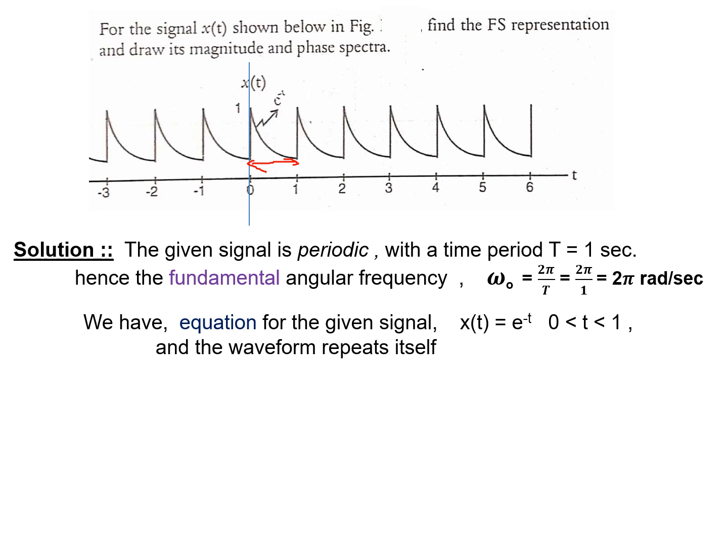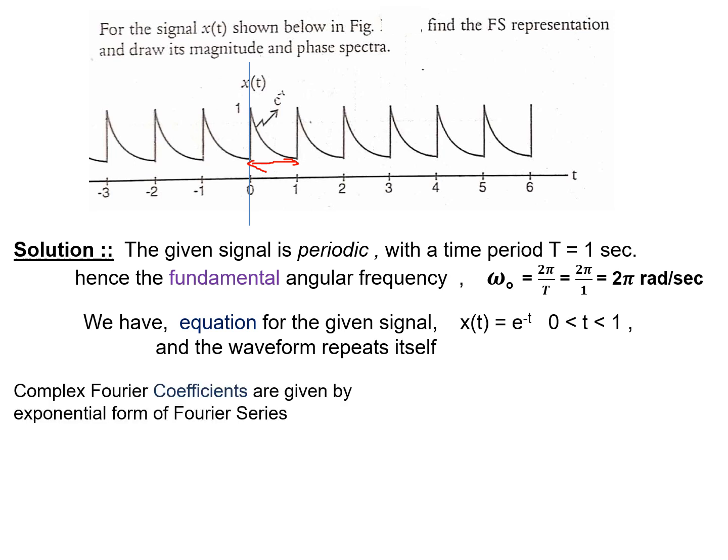Okay, now the complex Fourier coefficients are given by the exponential form of Fourier series that we discussed in the last class. The formula is x of k, that is, for the k-th frequency, the integration of x of t into e power of minus j k omega naught t. You have to multiply with the signal x of t, integrate over the time period 0 to 1 second, and divide by the time period itself, that is 1 upon T. It is a scaling factor actually.